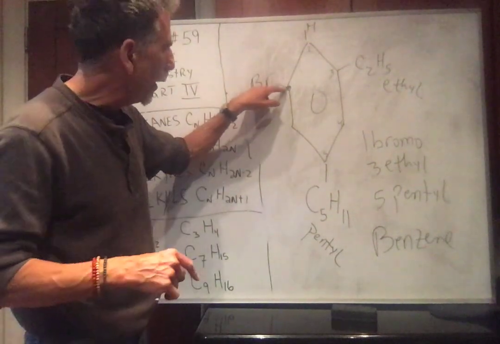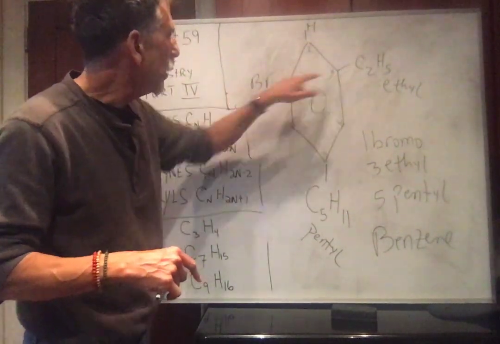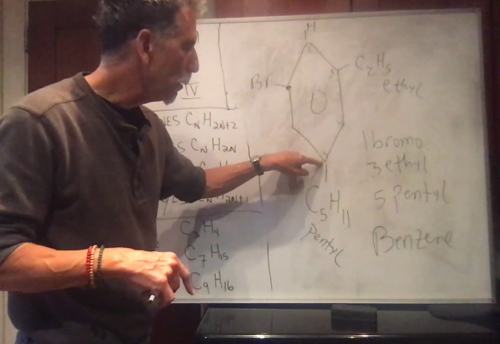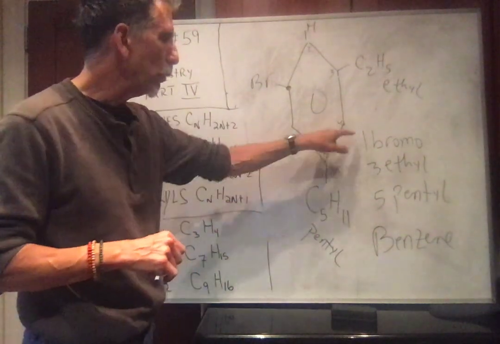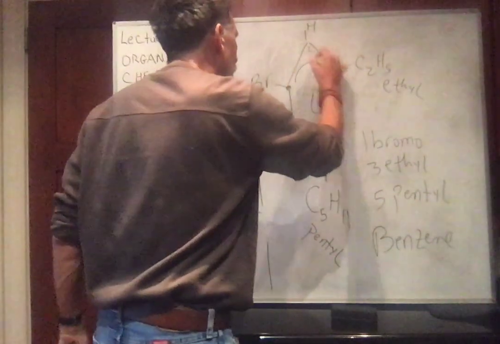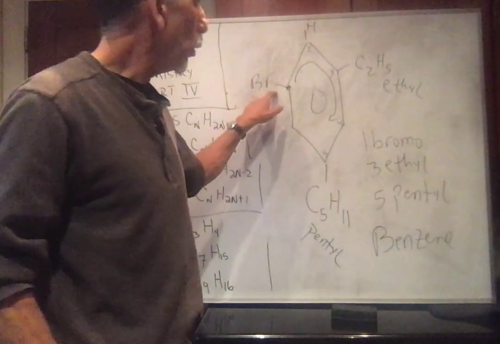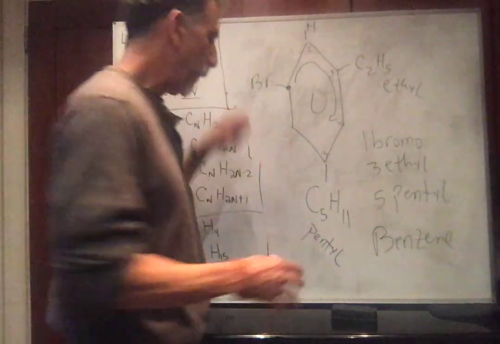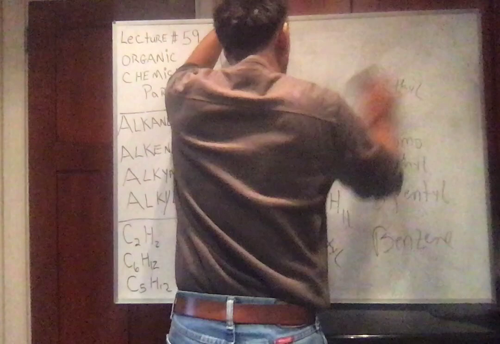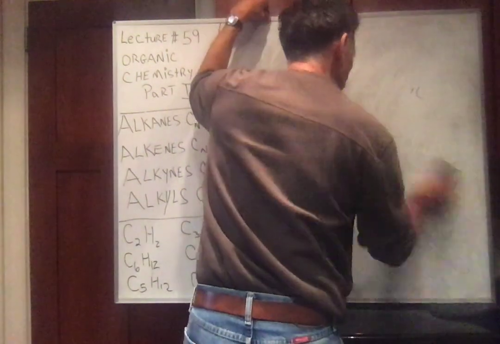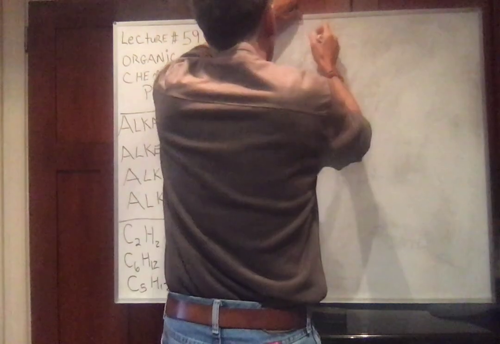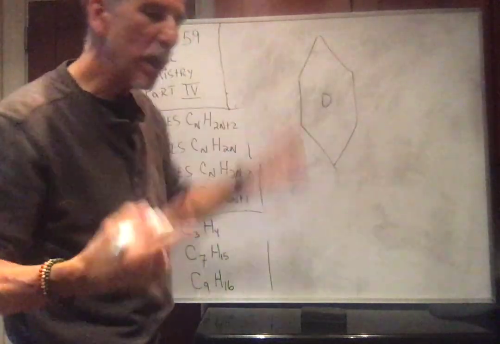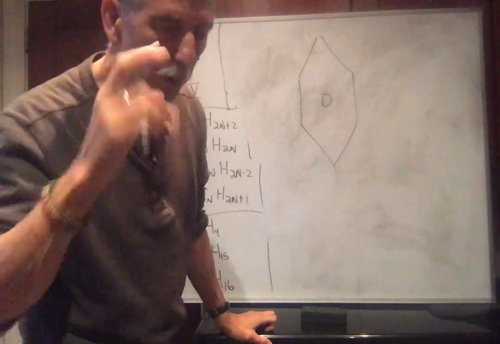Notice if I counted the other way, if this was 1, 2, 3, 4, it would be 1 bromo, 5 ethyl, 3 pentyl. But I think 135 is lower than 153. So I would count going that way. 1 bromo, 3 ethyl, 5 pentyl, benzene. Ta-da! Okay. Remember, when there's more than 2 substitutions, you use the numbering system, not para, ortho, or meta. Okay?